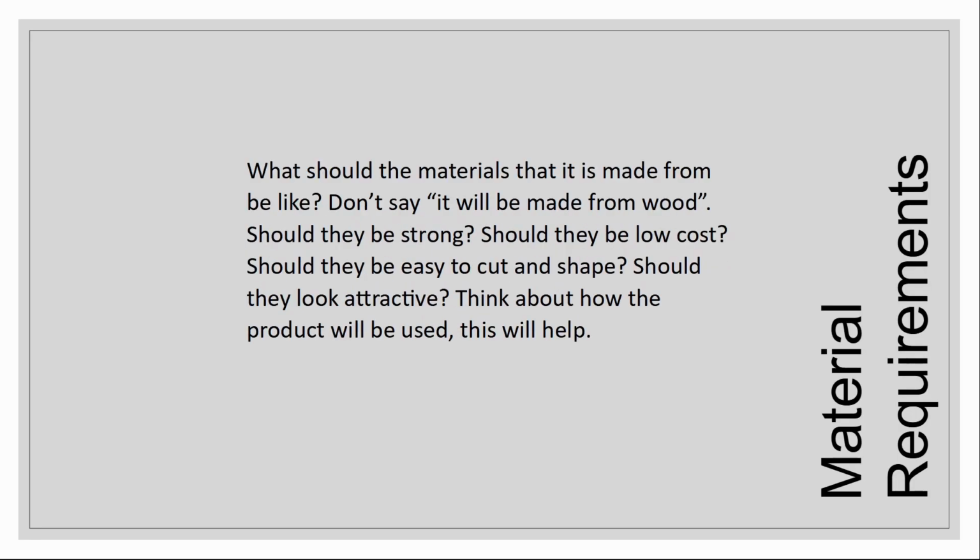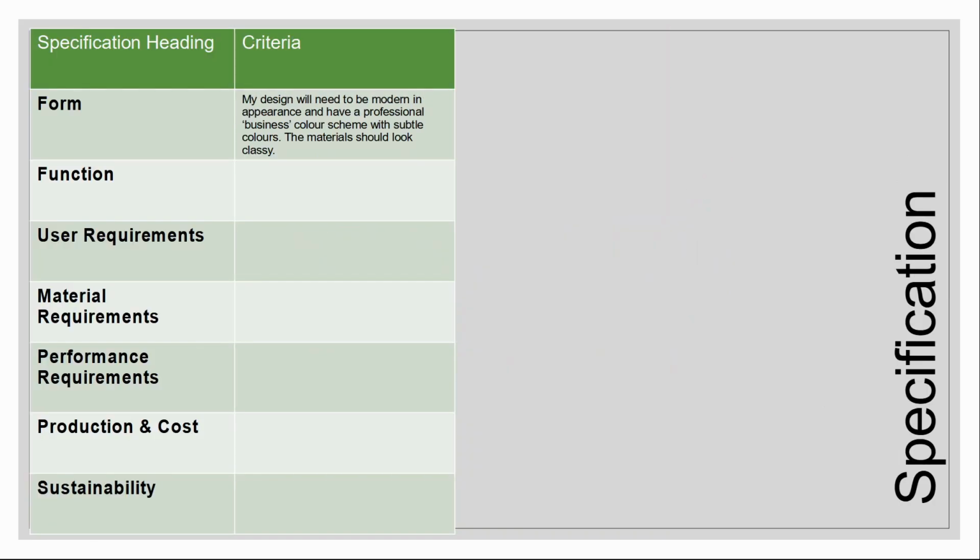So if I just skip through these other ones a second, what it's going to look like at the end is this. Here's an example that I've done. So in response to those questions, I've said my design will need to be modern in appearance and have a professional business colour scheme with subtle colours. The materials should look classy. All right. So I've specified here what my design needs to look like.